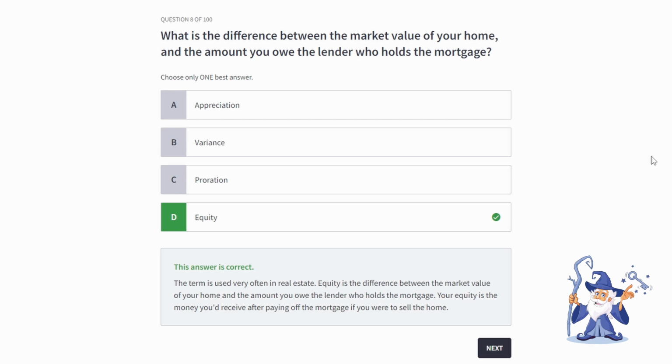So for example, let's say the market value for your home is $150,000 and you owe the lender $50,000. You would have $100,000 worth of equity in the home. Pretty straightforward. Pretty simple concept if you just think of it like that. Think of it super simple.